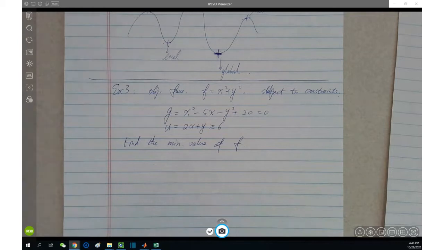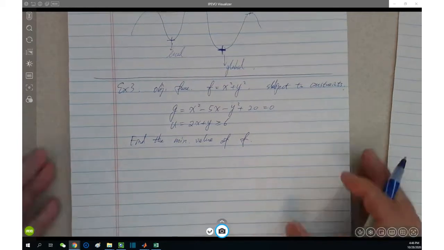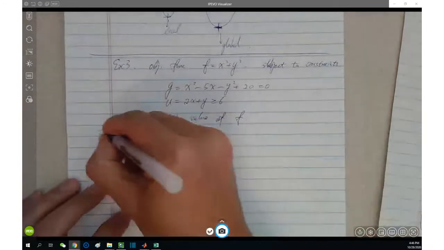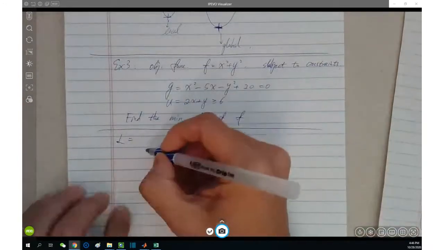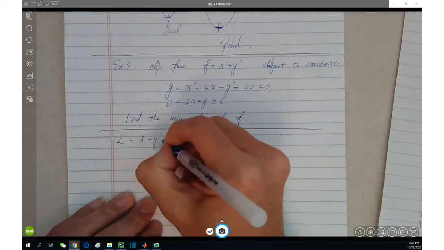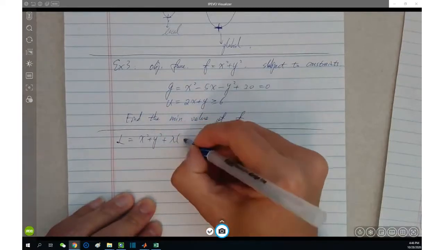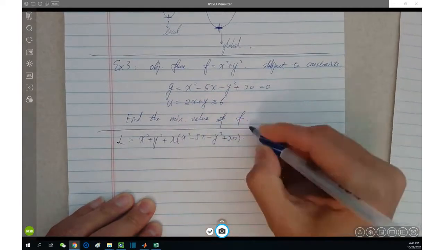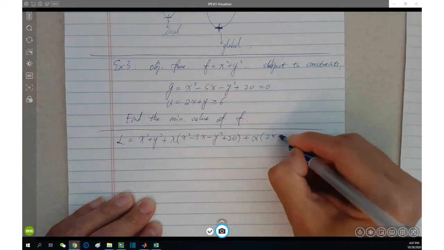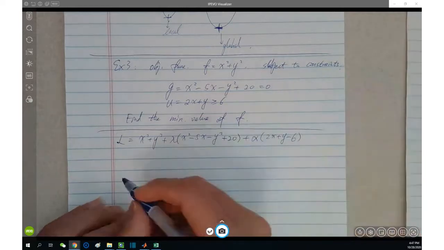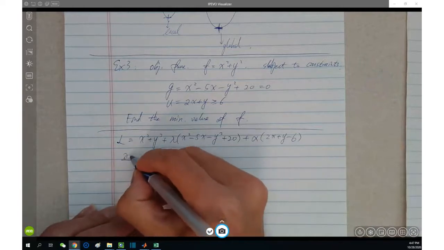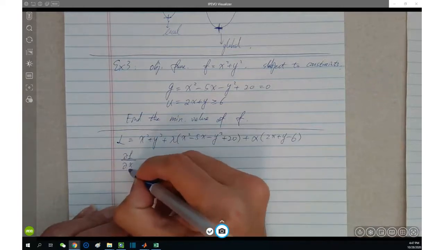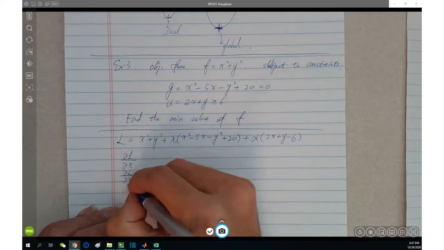All right, folks. Seems you have already got the correct answer. So let's go over it really quick. The procedure is as simple as L equals x squared plus y squared plus lambda times (x squared minus 5x minus y squared plus 20) plus alpha times (2x plus y minus 6). And then you take the partial derivative with respect to every single one of them.